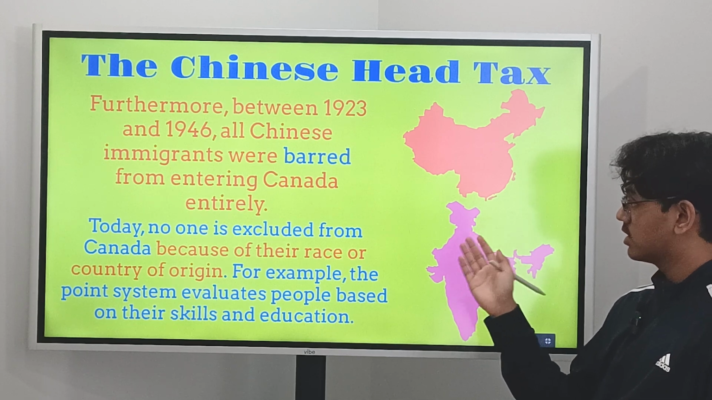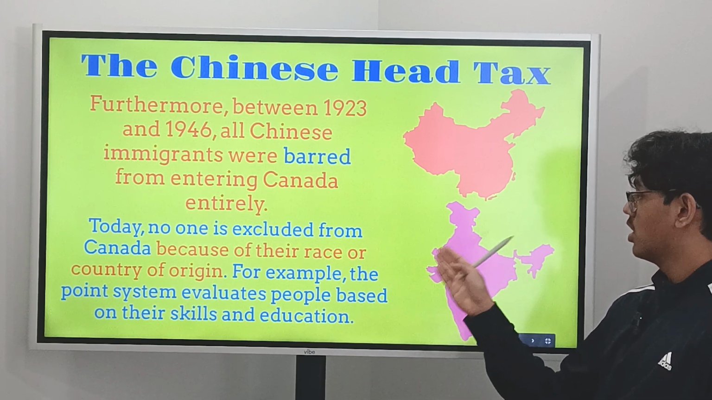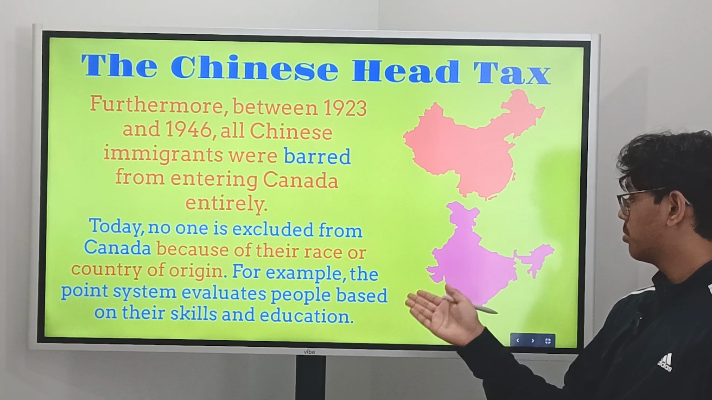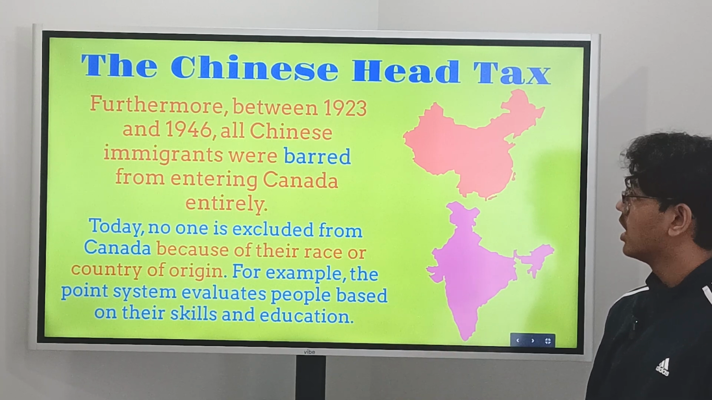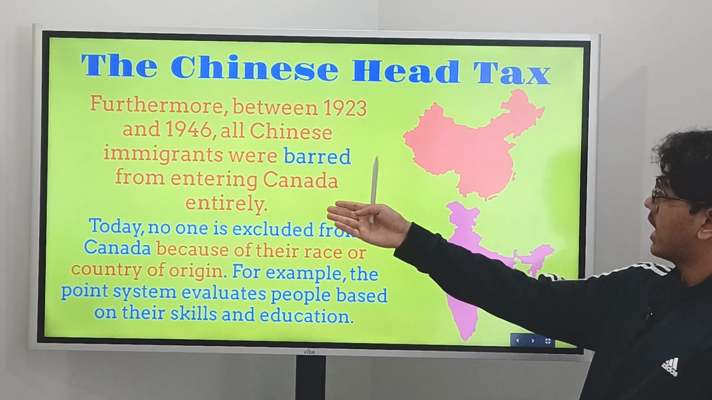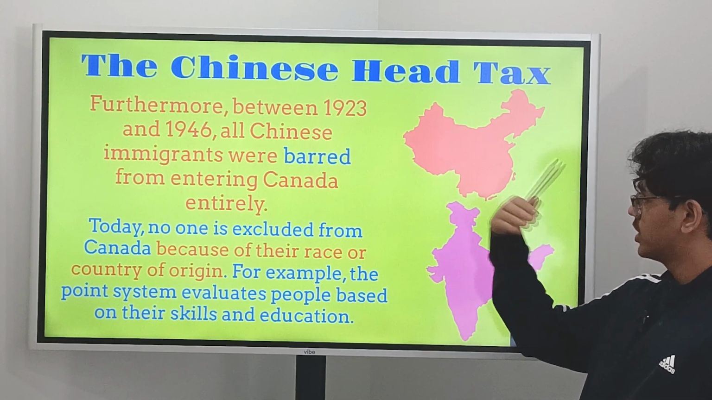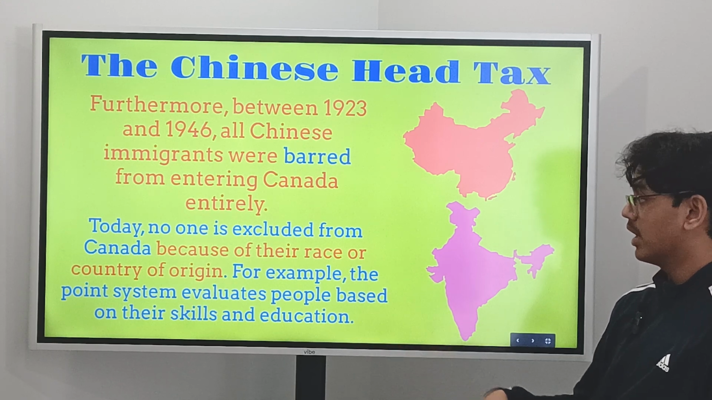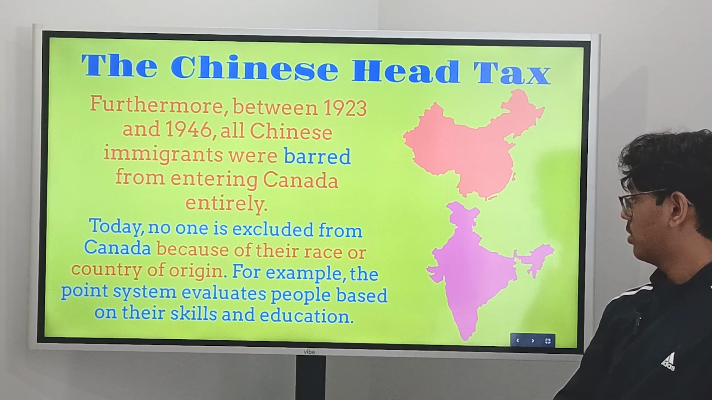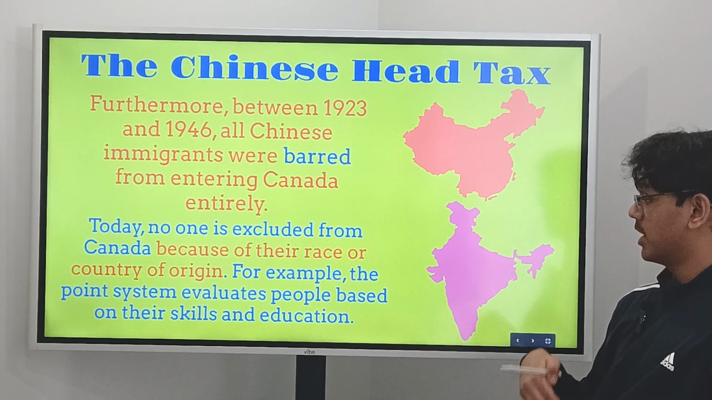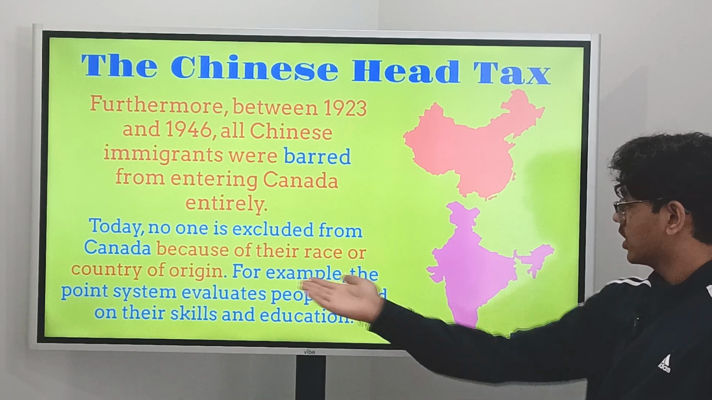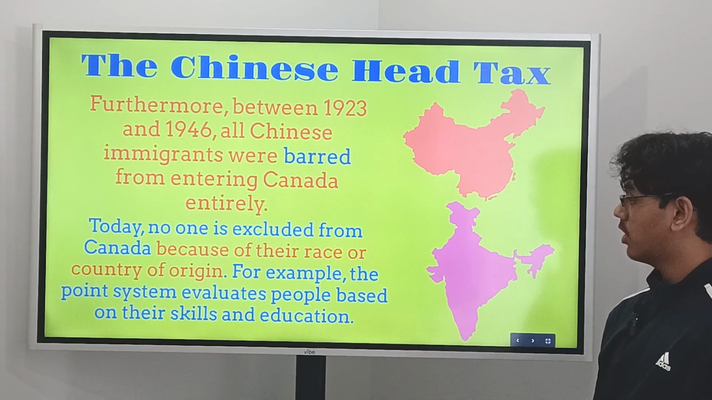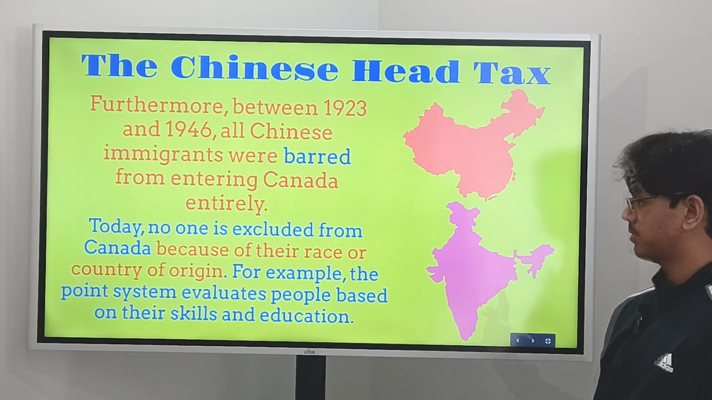Now, no one is excluded from Canada because of their race or country of origin. For example, the point system evaluates people based on their skills and education. So we can see that before, Canada did not accept most immigrants from Asian countries, but nowadays, Canada includes anybody. It doesn't really matter where they're from or their race. All that matters is their skills and education, and that comes from the point system, because the point system determines how good their skills are and how good their education is.